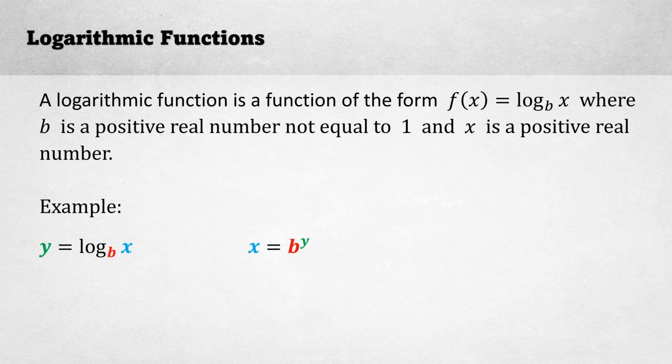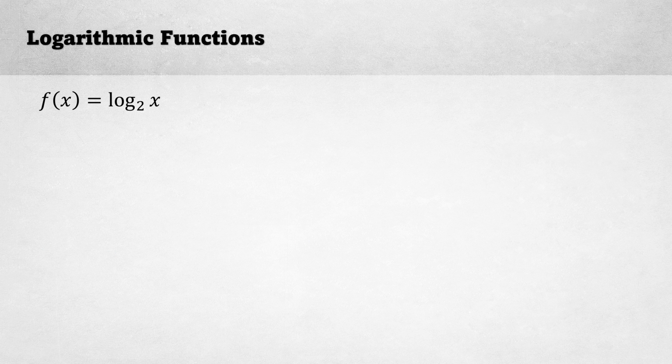Here's an example: f of x equals log base 2 of x. We can convert this into an exponential function 2 to the f of x equals x. We don't want to always do this, but for now, it will help us better understand it. To evaluate f of negative 1, we simply replace x with negative 1. We ask ourselves, 2 to what power is negative 1? We can see that there is no such real number where this is possible.